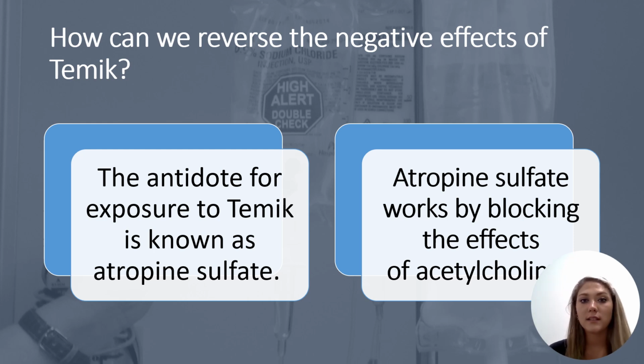So as we said in a previous slide, acetylcholine works by allowing the muscles to contract. It's an excitatory molecule that allows for the contraction of muscles. So atropine sulfate works by blocking the effects of acetylcholine, therefore allowing the muscles to relax or to stop contracting. So that is how the antidote works within our bodies.